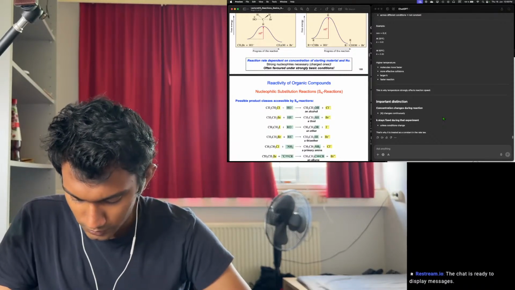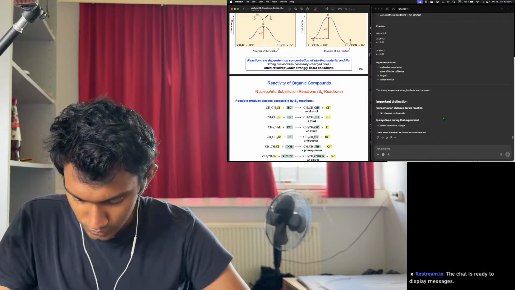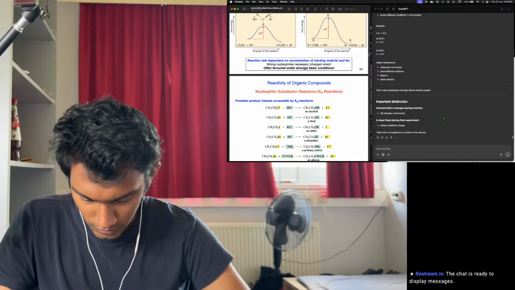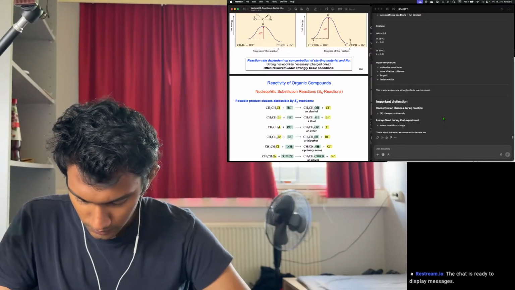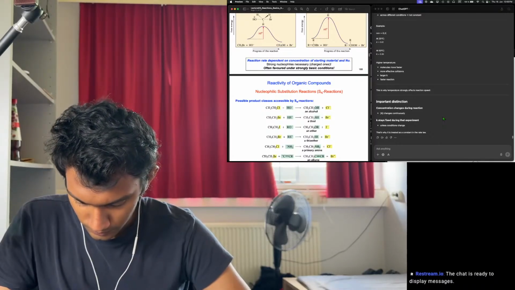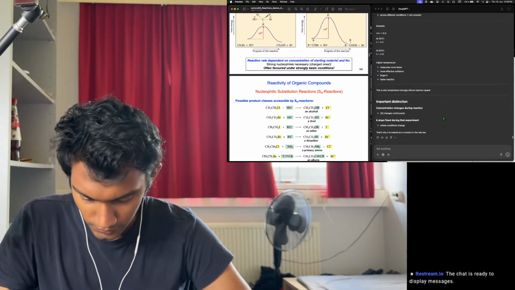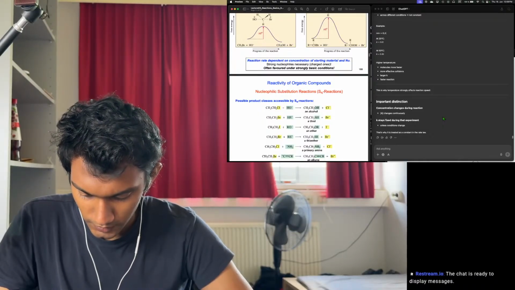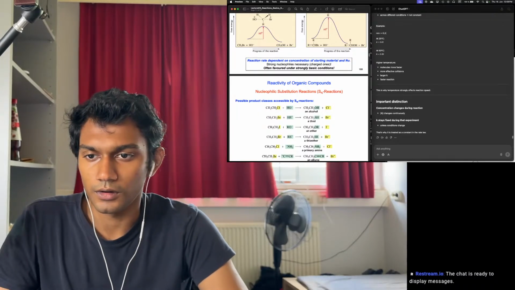SN2 has a transition state and SN1 has a carbocation. SN2 is favored in basic condition, SN1 is favored in acidic condition. Proportionality constant K connects reactant concentration to reaction rate. Okay.